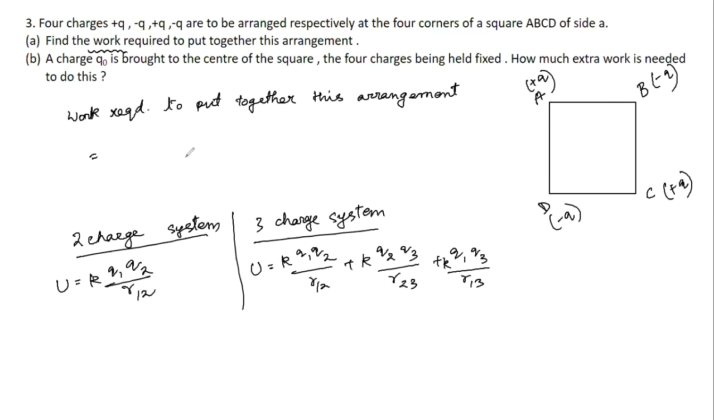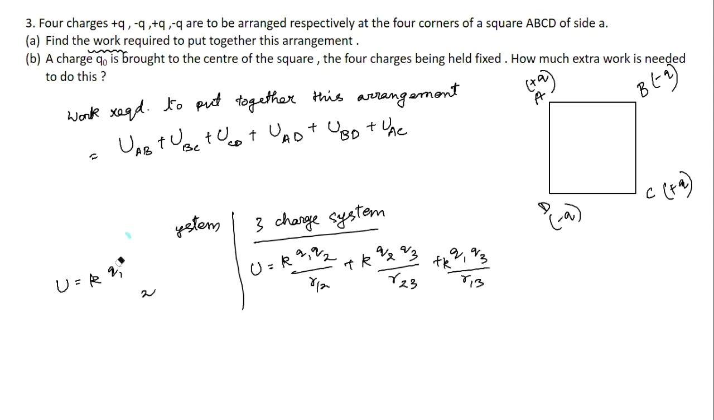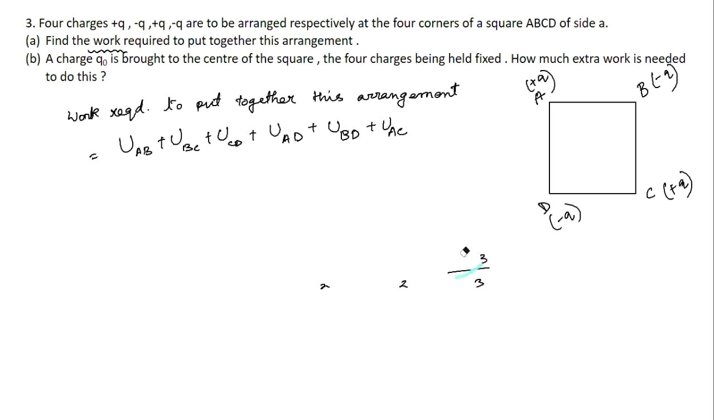So we will find the potential energy for, let's say, the pair AB, then the pair BC, then CD, then AD, and then BD and AC. You will have six pairs and six individual potential energy expressions. When you add all these six potential energies, that will give you the work done expression for this entire charge system.